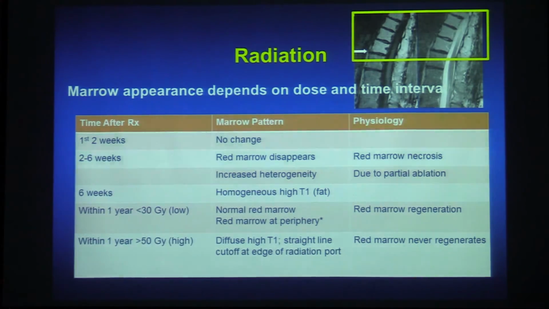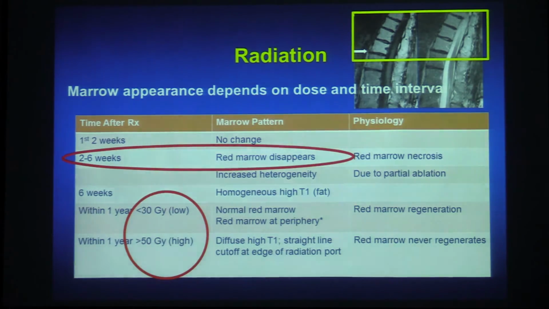So the appearance of marrow after radiation depends on the dose and the time interval. Early on, in the first 2 weeks, you may see no change. Between 2 and 6 weeks, the red marrow starts to disappear, and at 6 weeks and later, you see homogeneously high T1 signal, the red marrow's gone, and all you have is fatty marrow left. And depending on the dose, less than 30 gray or greater than 50 gray, the red marrow, if it's a smaller dose, can regenerate within the year. If you've given them more than 50 gray dose, you probably will not see red marrow regeneration. The red marrow tends to regenerate at the periphery.